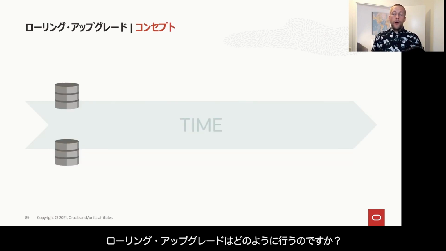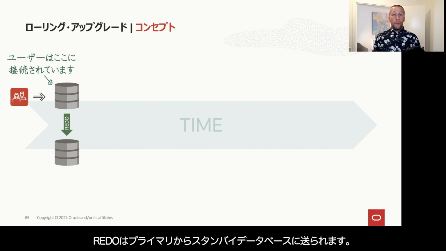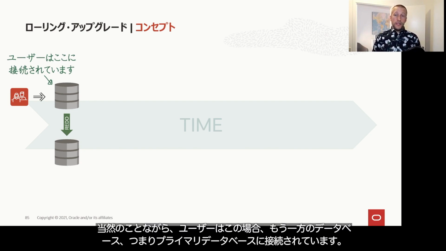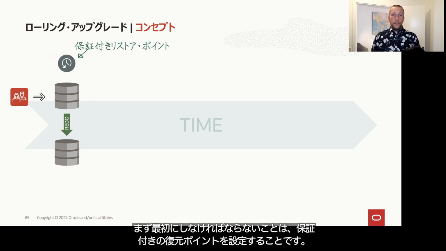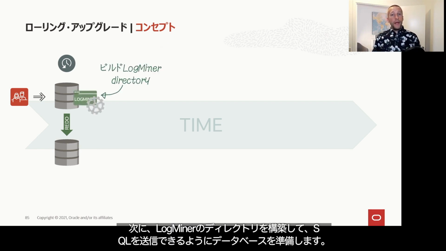How does a rolling upgrade work? First, you start out with a regular Data Guard setup with a primary and a physical standby, and redo is being sent from the primary to the standby database. Obviously, the users are connected to, in this case, the upper database, our primary database. The very first thing that we have to do is to set a guaranteed restore point. This will become very important later on in the process. Next, we prepare the database for being able to send SQLs by building the LogMiner directory.